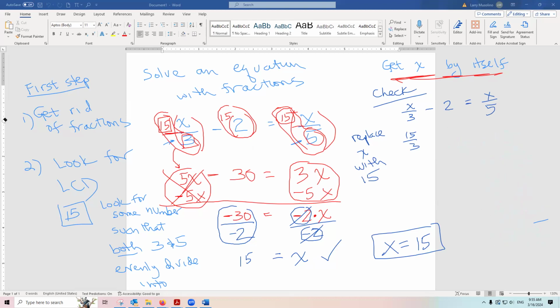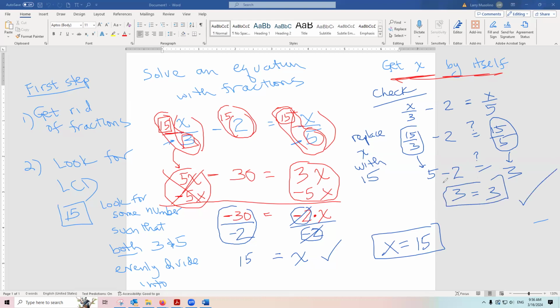All right, so I have 15 over 3 minus 2. I want to check if this is equal to 15 over 5. 15 over 3, that's 5. And on the right side, 15 over 5, that's 3. So we have 5 subtract 2 equals 3. Is that true? Yeah, of course, 3 equals 3. That confirms or double checks that my answer really is correct.